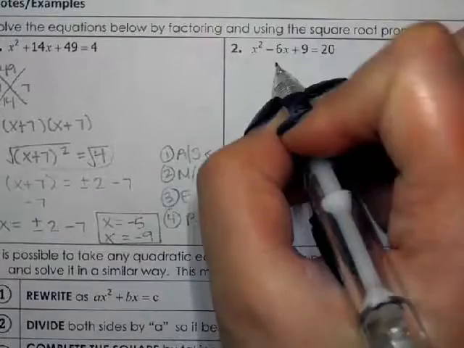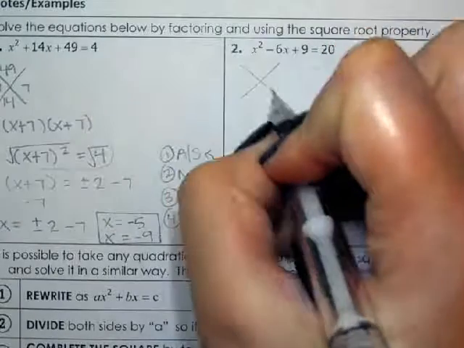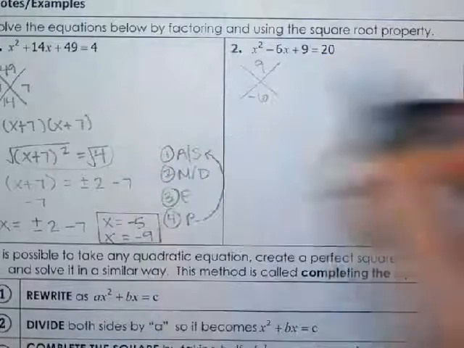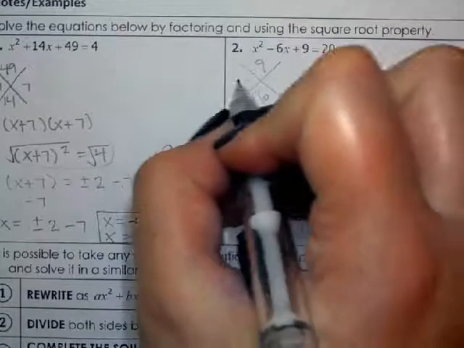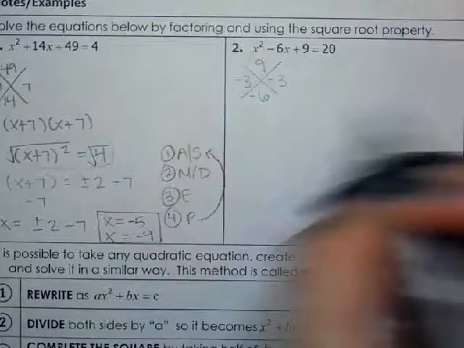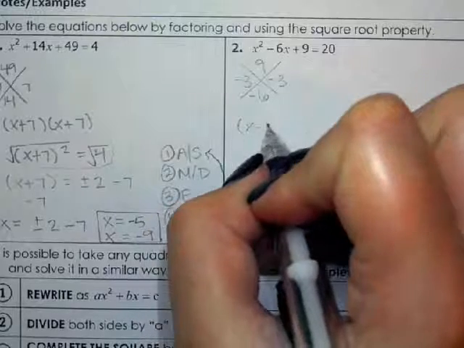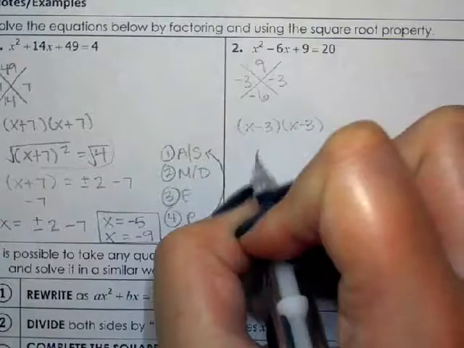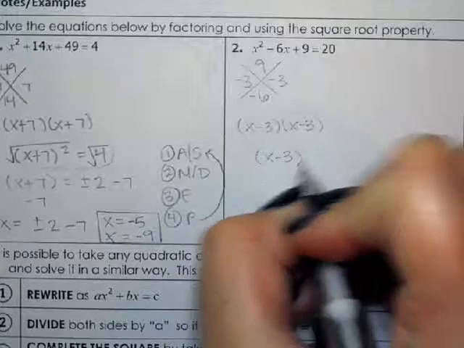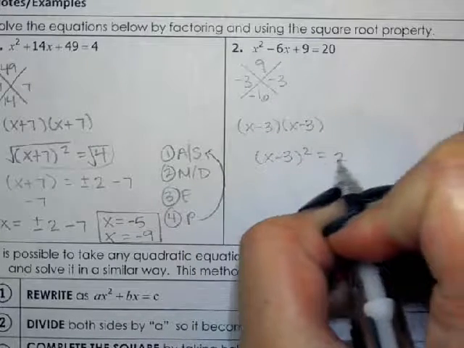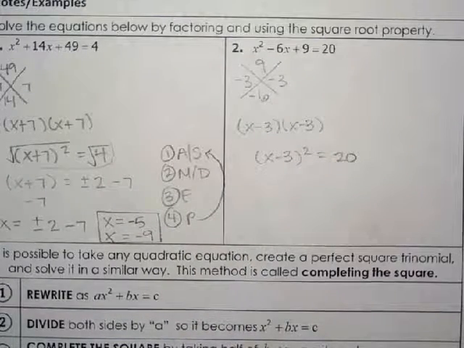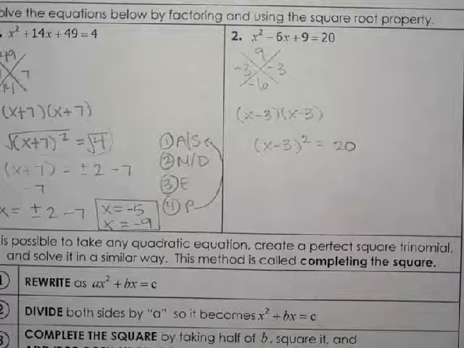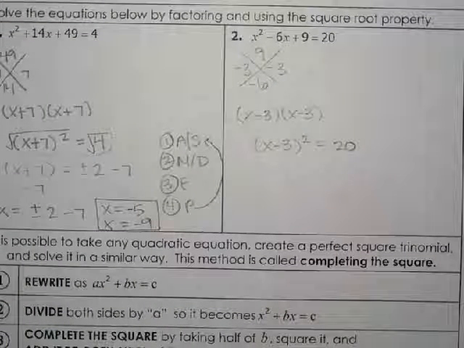We're going to leave the 20 there. We're just going to factor the left side real quick. We're looking for two numbers that multiply to 9 but add to -6. -3 and -3. So we're going to say x minus 3, x minus 3. That is (x - 3) squared equals 20. So we got the same thing twice.